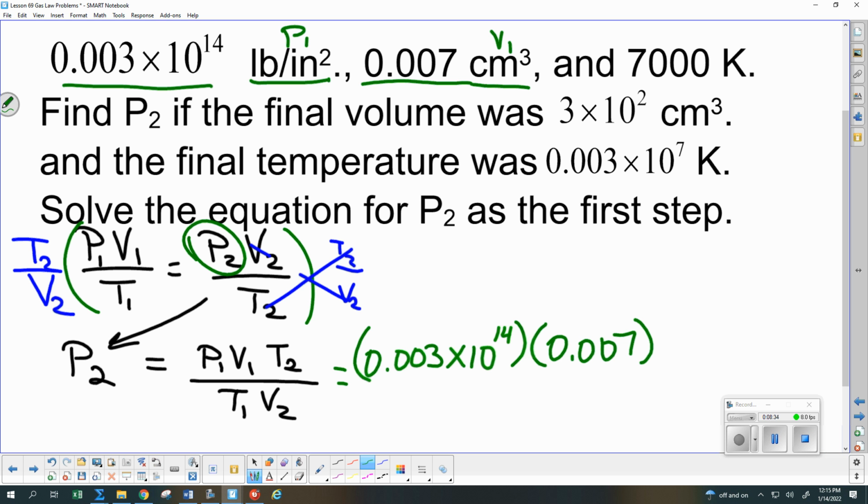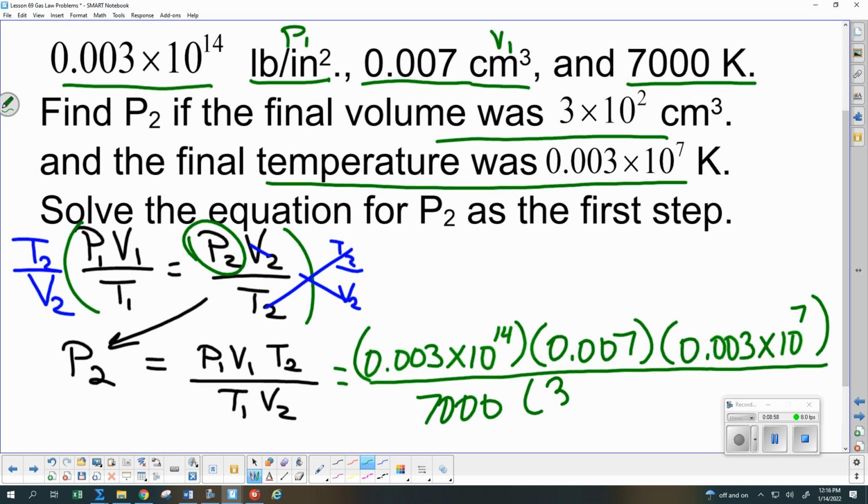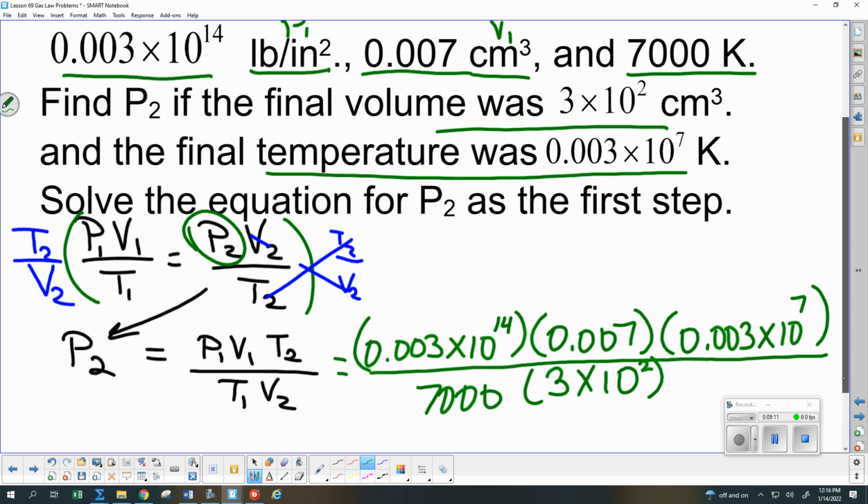T2, let's see, final volume, final temperature. So T2 is 0.003 times 10 to the 7th. T1, that's going to be the 7,000 K. And V2, final volume, 3 times 10 squared. Does that look right to you guys? Okay, then again, control divided by, so you have box over box. Your job is to enter that and let me know what we come up with.